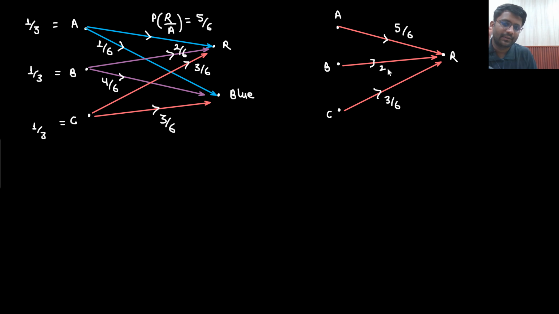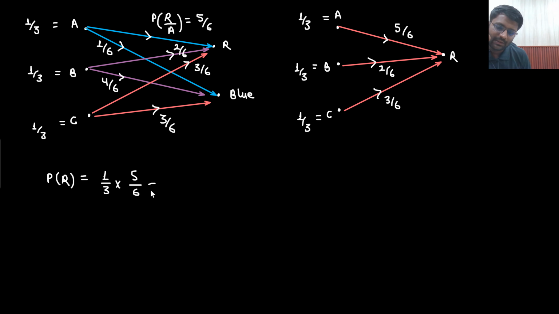Right? And now for selecting the boxes, what is the probability of selecting box A? That is 1 by 3. What is the probability of selecting box B? That is also 1 by 3. And what is the probability of selecting box C? That is also 1 by 3. So what is the probability of drawing a red ball? That would be 1 by 3 into 5 by 6, plus 1 by 3 into 2 by 6, plus 1 by 3 into 3 by 6.